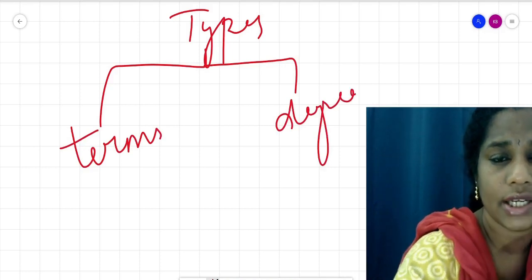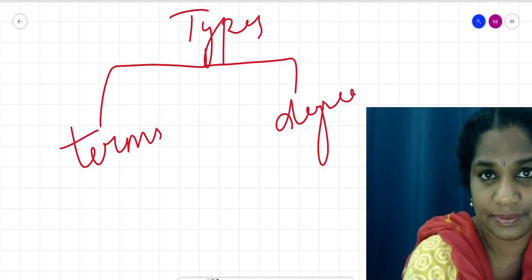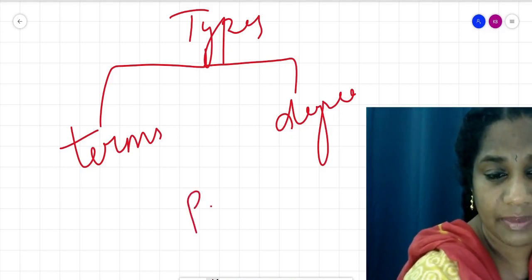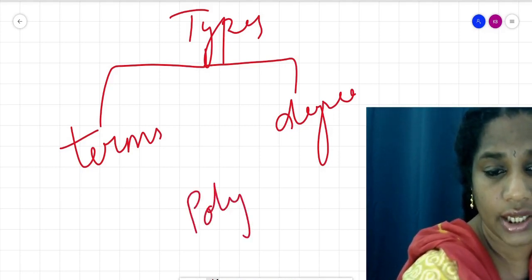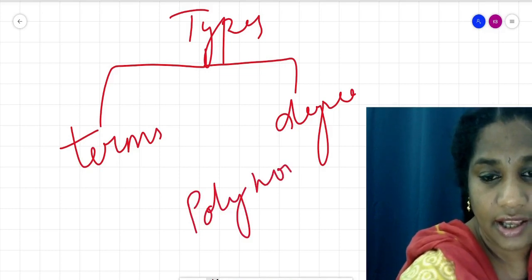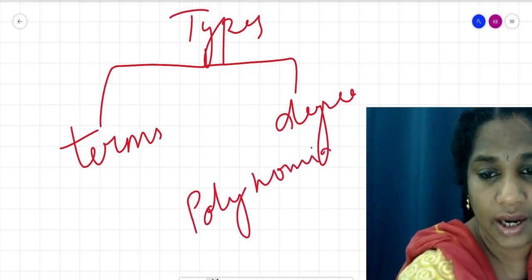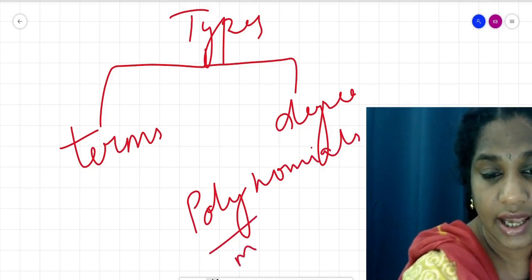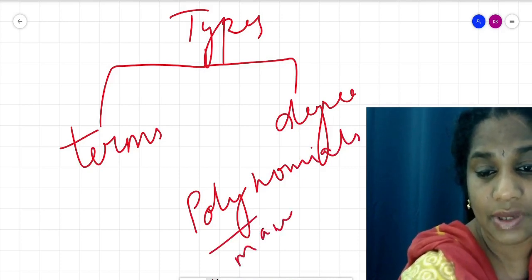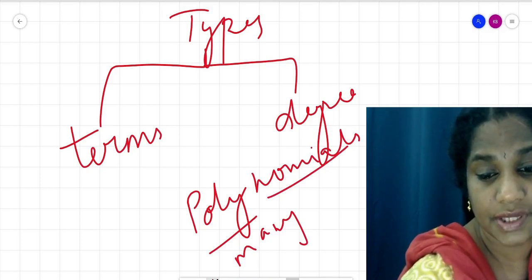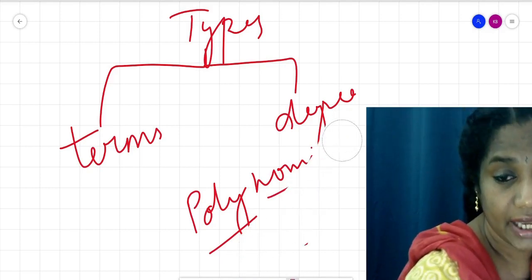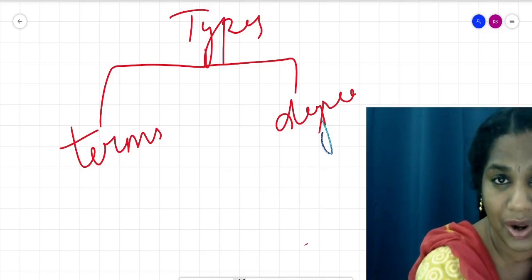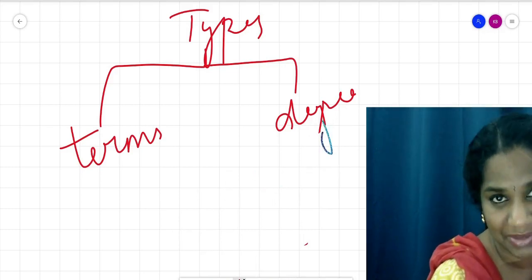So what do you understand by terms? Did I tell you that? No? See, your chapter's name is Polynomials. If we split it into two parts, it becomes, poly becomes many and nomials becomes terms, many terms. Many terms coming together is a polynomial. Easy to remember, isn't it?